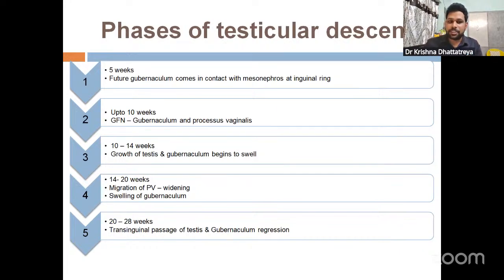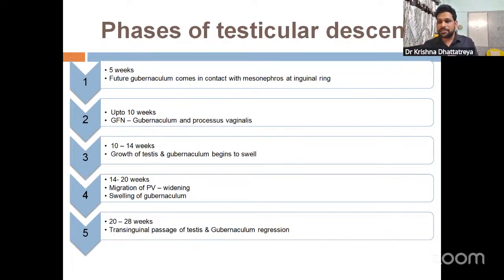The actual growth of the testis will start at 10 to 14 weeks of age, and the gubernaculum will begin to swell at 14 to 20 weeks, that is phase 4, where there will be a migration of the processus vaginalis, which will cause widening of the inguinal canal and swelling of the gubernaculum. Because of the swelling of the gubernaculum, there will be deposition of extracellular matrix, which will lead to the formation of an adequate passage for the transinguinal passage of the testis. That means the testis coming to the scrotum will happen at 20 to 28 weeks of gestation.